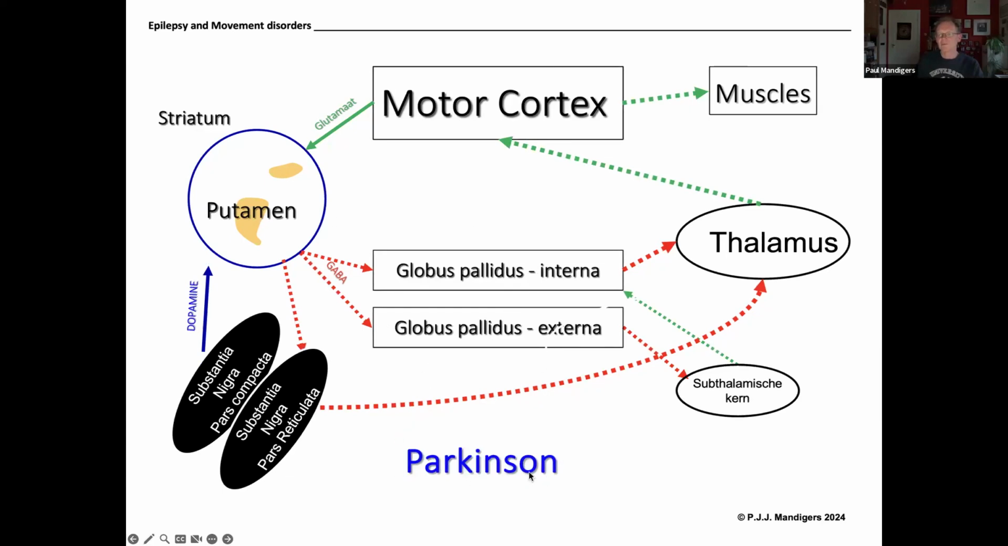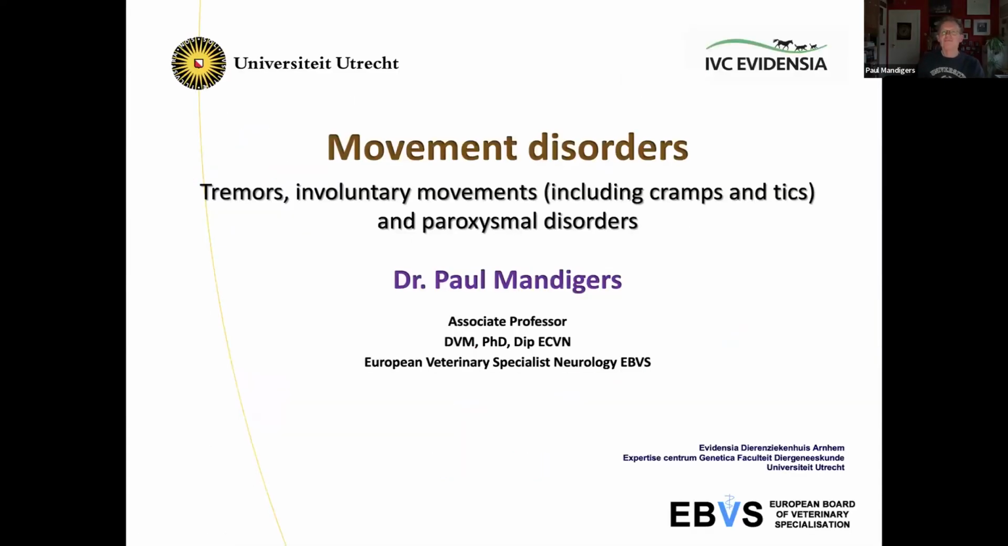A beautiful example of this is Parkinson's disease. Parkinson's disease is a movement disorder which is caused by a shortage, I can't pronounce the word, sorry, of dopamine. And that's the reason why the complete system doesn't function anymore. Now, if we are talking about movement disorders and we are talking about tremors or paroxysmal disorders or these cramps or tics, then it's this system which is not working correctly.